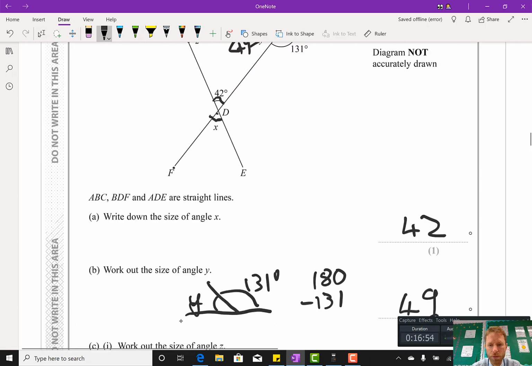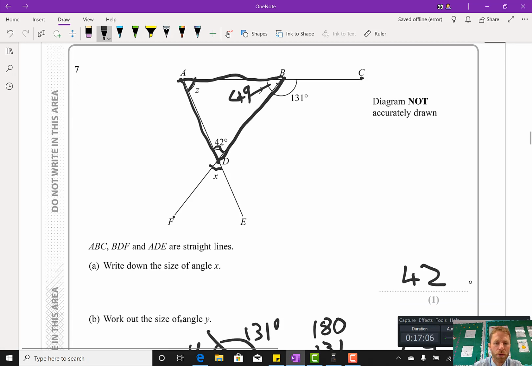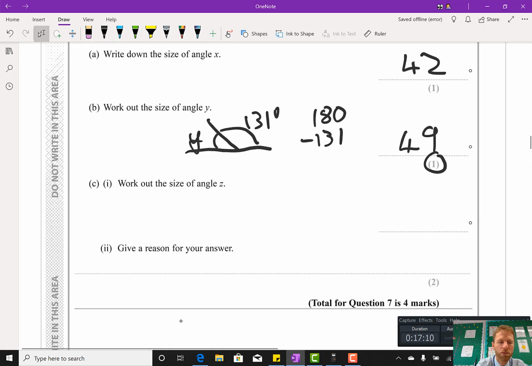So where is angle Z? Well, angle Z is in this triangle ABD. So what do we know about angles inside a triangle? Well, they add up to 180 degrees. So we've got an angle of 42, angle of 49 and a missing angle. So we need 180 minus 42 minus 49.